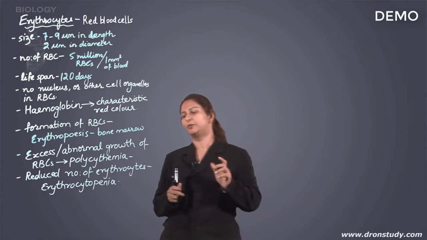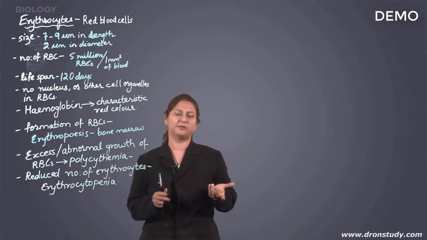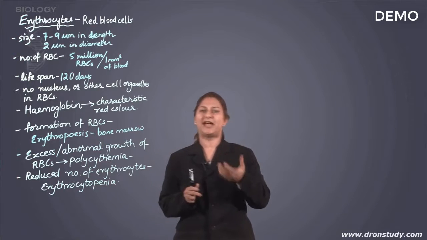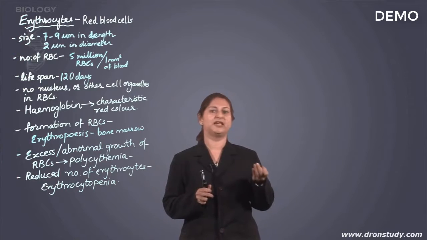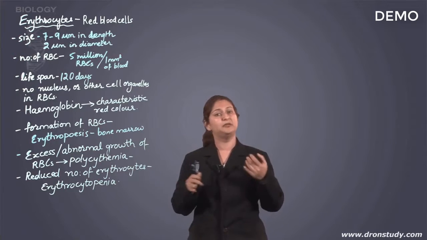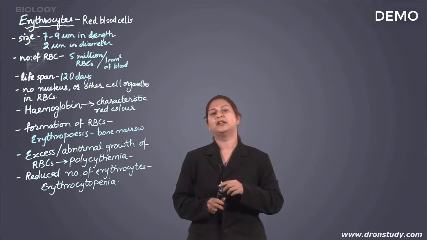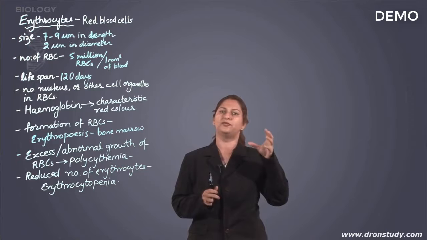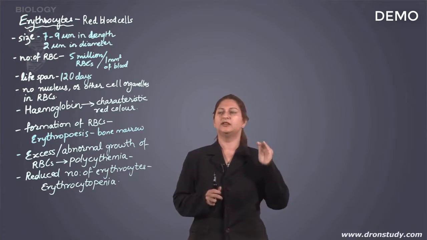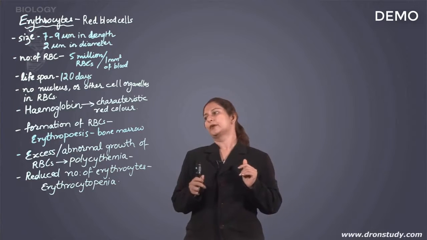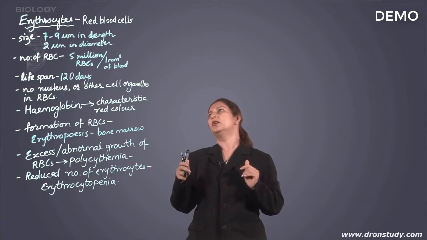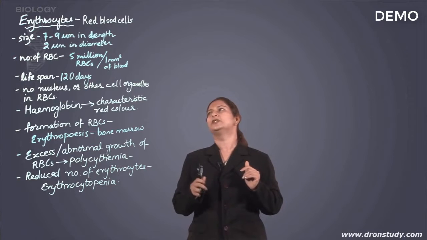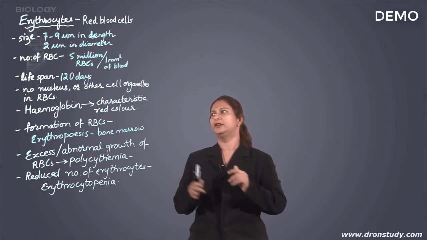Whereas erythrocytopenia is obviously lack of RBCs that can happen due to dietary problems. The people are not taking enough iron, they are anemic. All those conditions can lead to erythrocytopenia, where the number of erythrocytes is reduced. Now, that is all about erythrocytes we can write here.